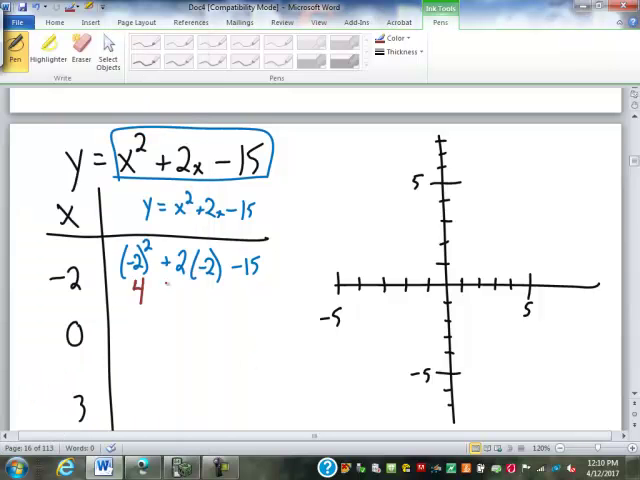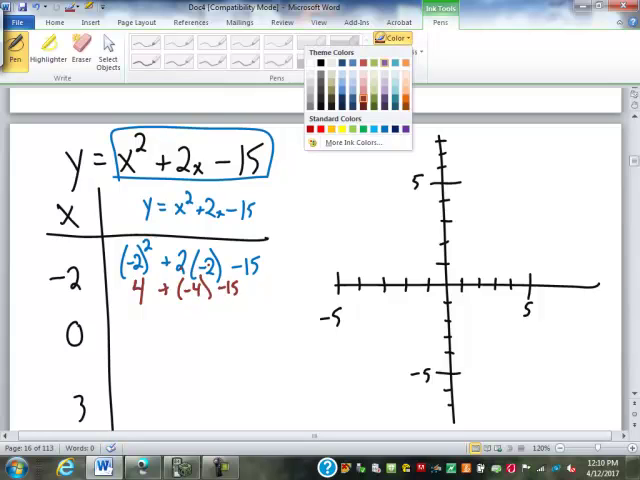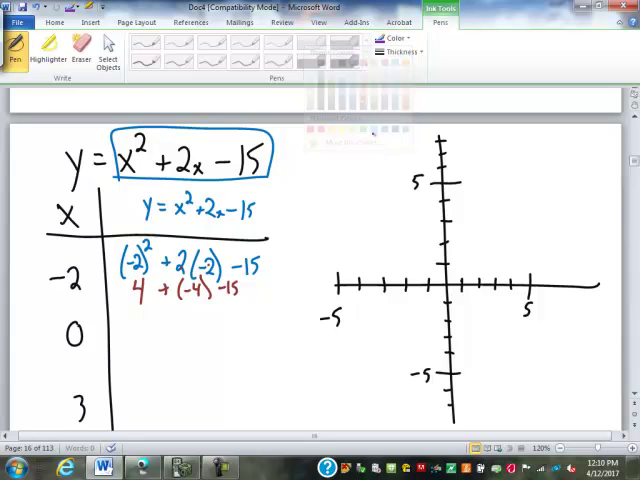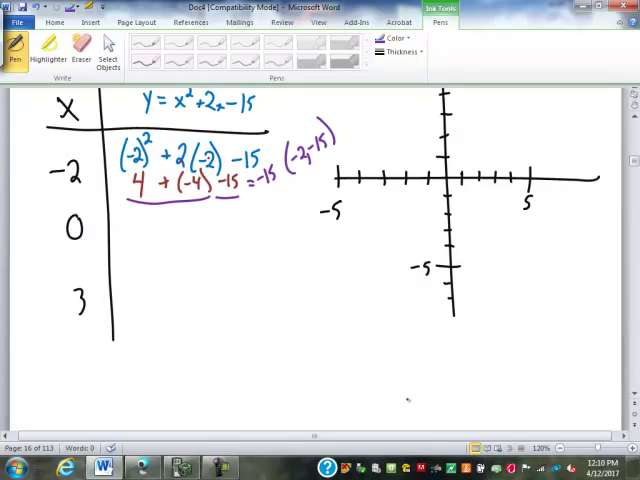So that's 4. 2 times a -2 here is a -4, minus 15. So what we have, 4 plus -4 is how much? 0. And 0 minus 15? -15. Good. So we get an ordered pair, -2, -15. We can see that's off the bottom of our graph considerably, so that's not a terribly useful point.